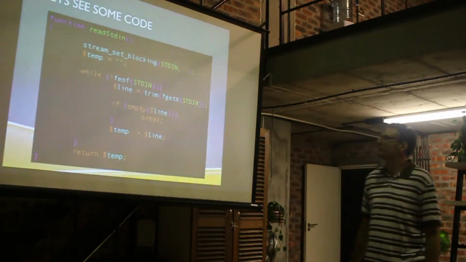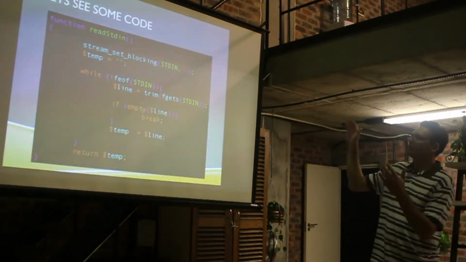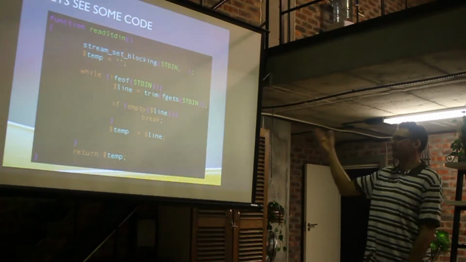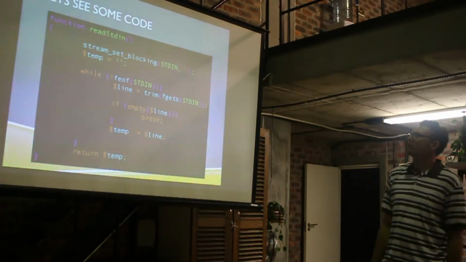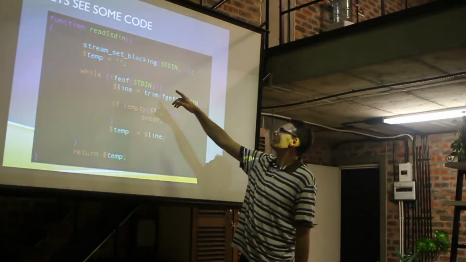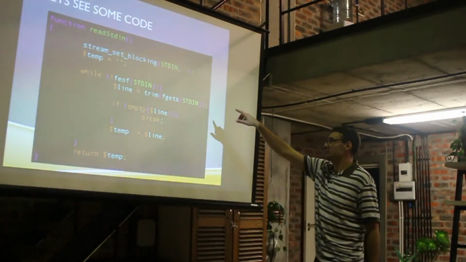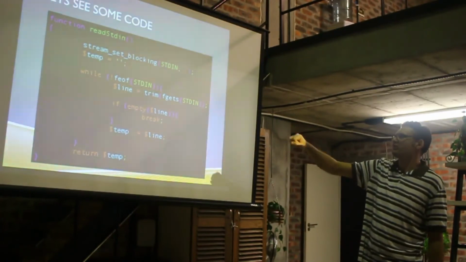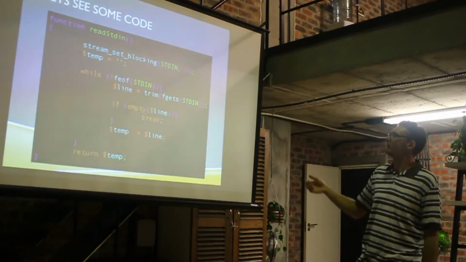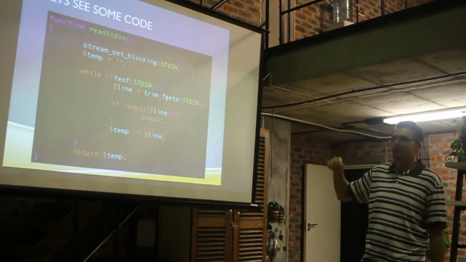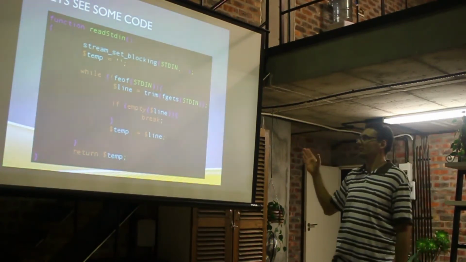So let's see some code. Here's a very simplistic one. I'll put this in a little function so that we can see how it is called in another slide. Important over here is to set your stream blocking to false. So that's essentially just saying whatever the standard input is, because obviously we can do it for error and whatever, set it to 0.